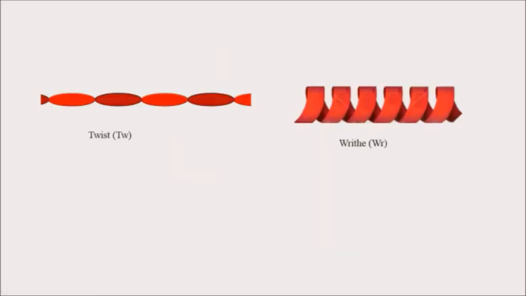This number can be broken down into twist and writhe, or we can say that the linking number is the sum of twist and writhe types of folding of DNA.